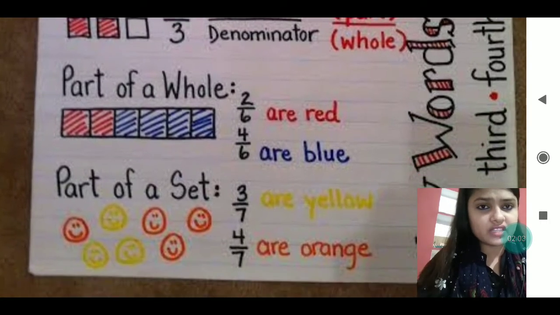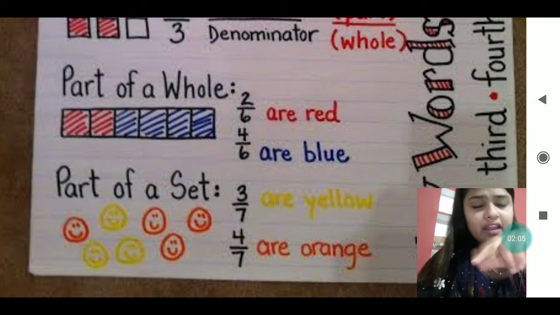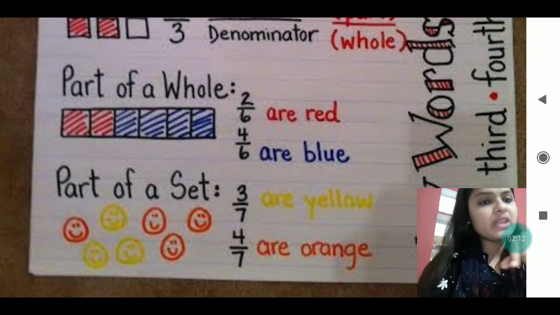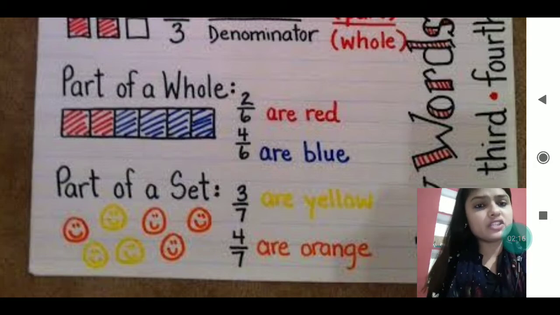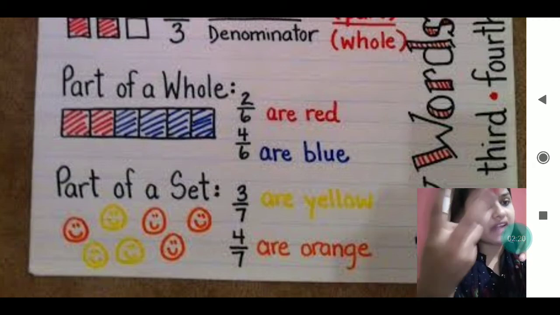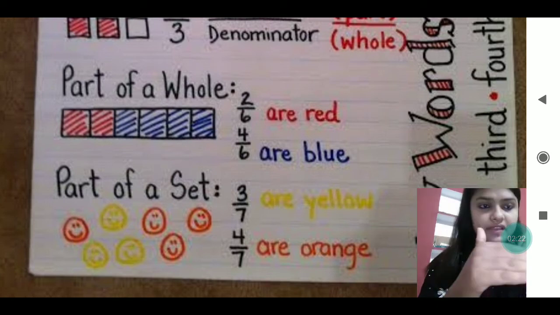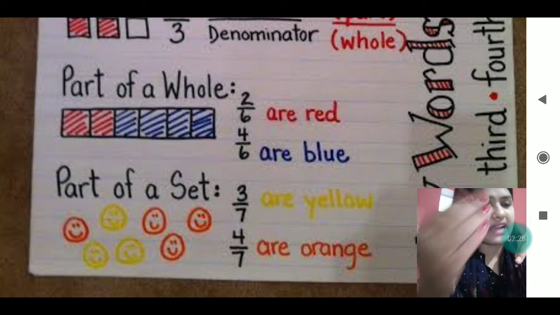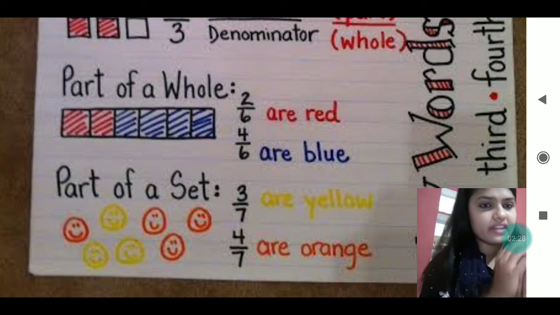Suppose you can see there is one square box, my dear, and how many parts are there? 1, 2, 3, up to 6. 2 are red and 4 are blue. The total is 6, so the whole is 6 parts. How many red are there? 2 are red, so that part will be written upside, the whole downside. How many blue are there? 4, so 4 will be written upside, and the total, which is 6, will be written downside.